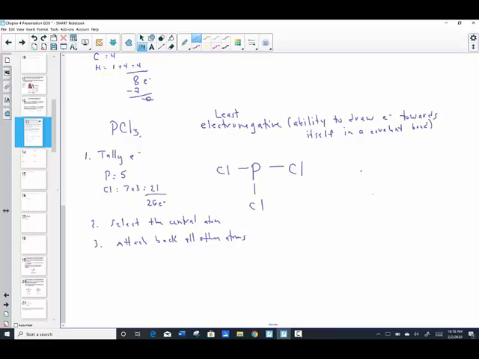We had 26 electrons we were working with, right? That's what we tallied up here. To create 3 single bonds, we used 1, 2, 3, 4, 5, 6. That leaves us 20 electrons left to place. Step 4, complete the octet of all outer atoms.